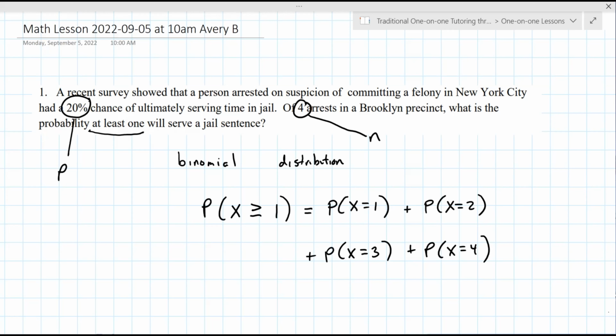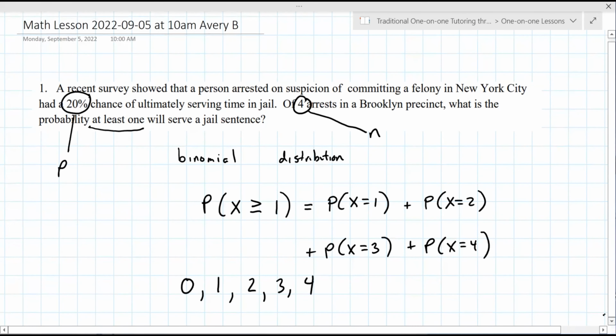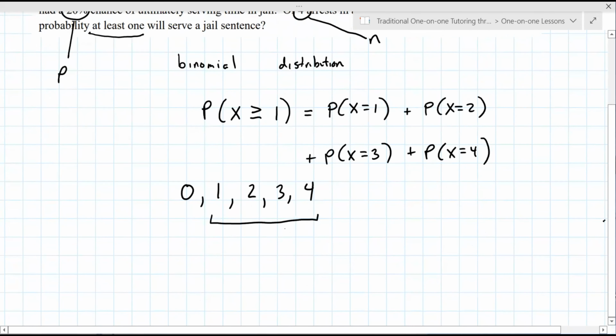So if we were to just make a list of all the possible outcomes, it's either 0, 1, 2, 3, or 4. Do you agree with that? So greater than or equal to 1 is this grouping. Since they all sum to 1, what you can do is use this 1 minus rule. So you can do 1 minus the probability that X equals 0. Because once you get that value, 1 minus it is these other 4, or you can get all 4 of those values and add them up.